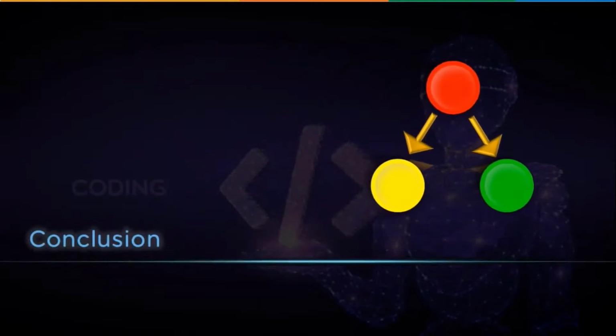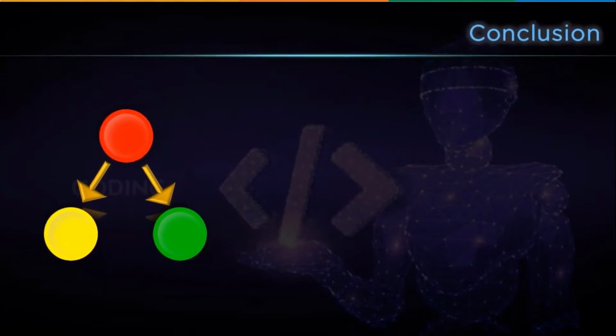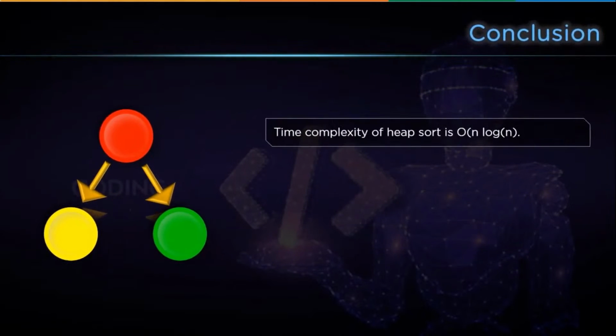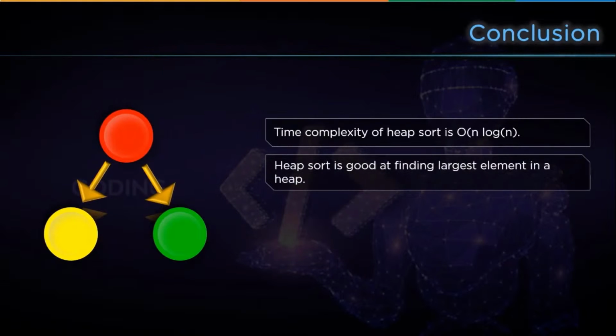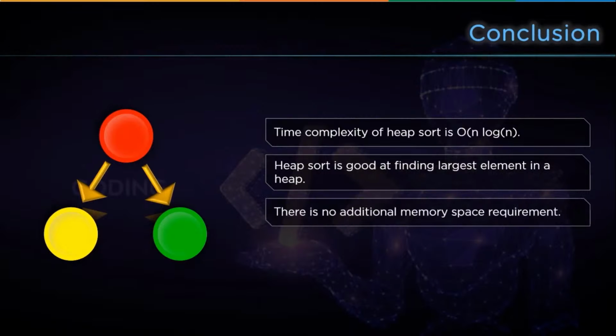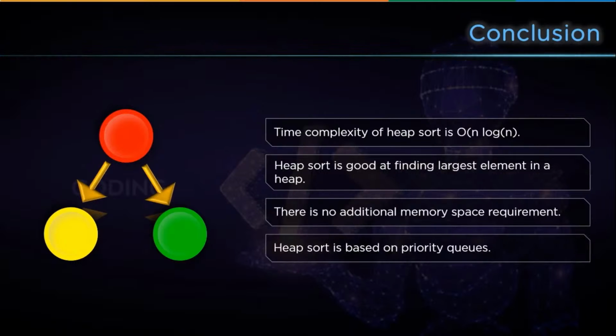At last, let's sum up what we have learned from this session. First up, the time complexity of heap sort is big O of n log n. Next, heap sort is good at easily finding the smallest or largest element in a heap. Next, there is no additional memory space required to execute this algorithm. Finally, a heap sort is basically used for problems based on the priority queues.